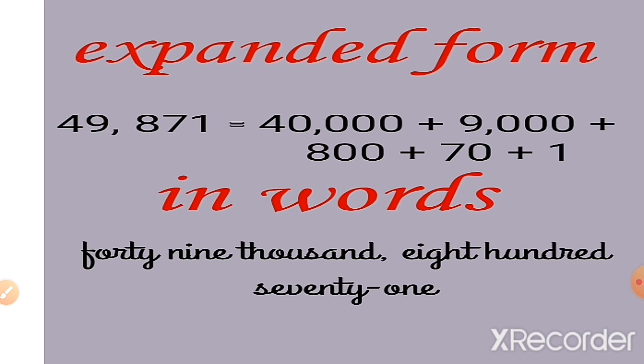If you are adding all the place values, you can write the expanded form. Expanded form is nothing but sum of their place value. Next, we are going to see how to write it in words. So we have to use the periods to write the number in words. So 49,871. So this is in your word form.